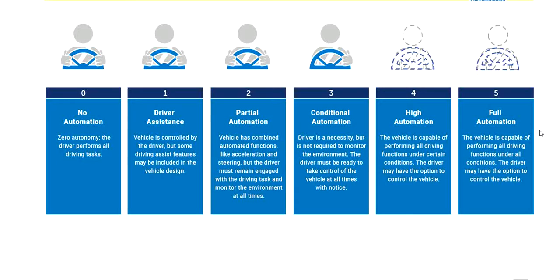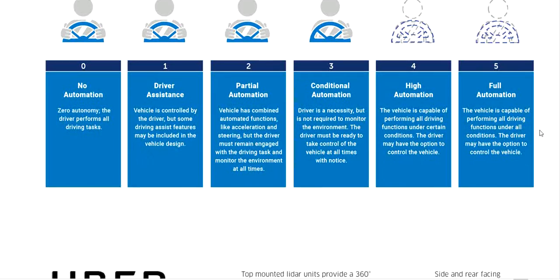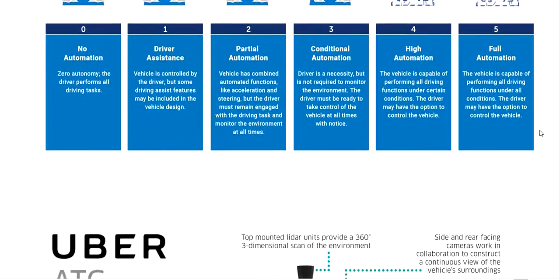Alright, today we talk about the camera. Before we go into detail about the camera, we go over a little bit about the autonomous vehicle. We have five levels of autonomous vehicles. In each level, there are different conditions, right? For example, with full autonomy, the vehicle is capable of the driving function under all conditions. The driver might have the option to control the vehicle, right?